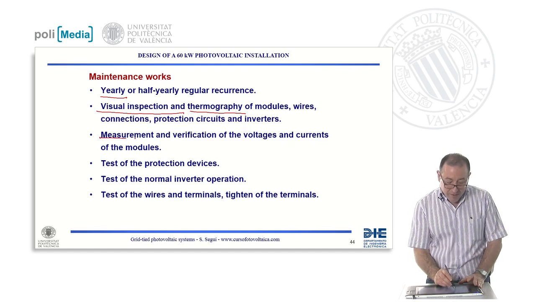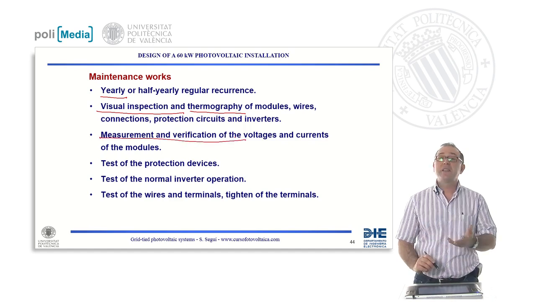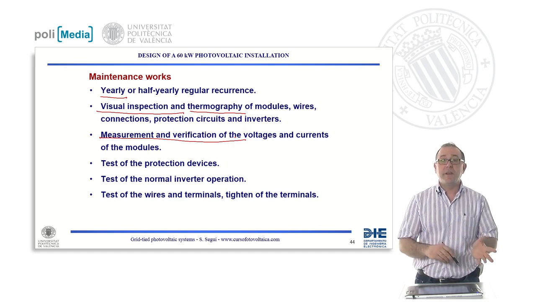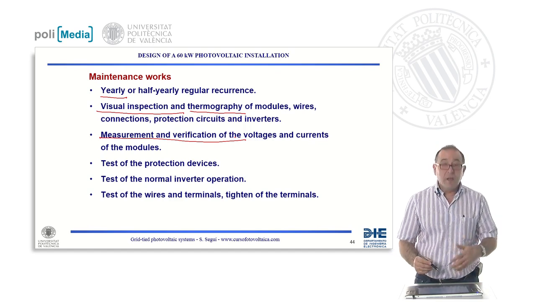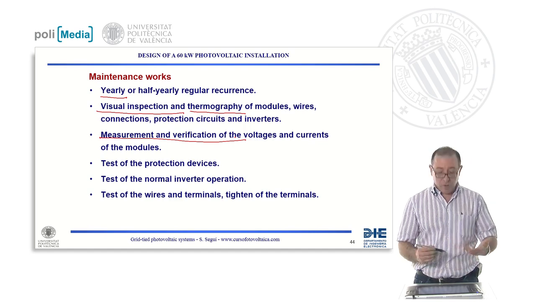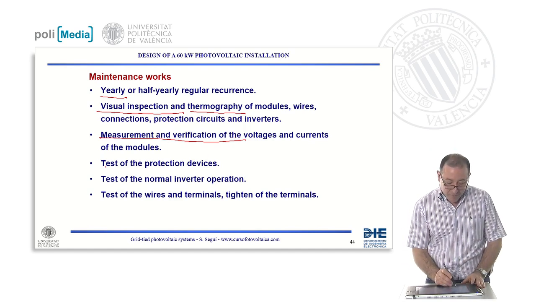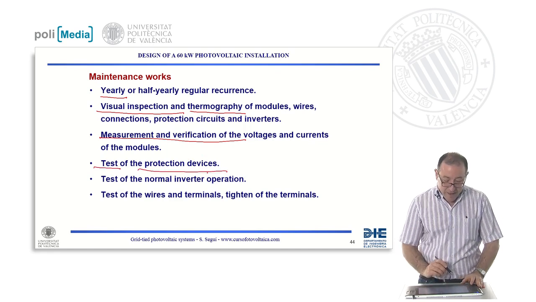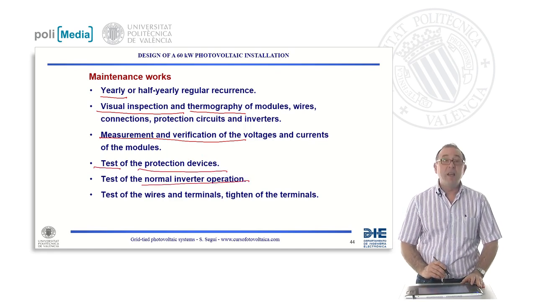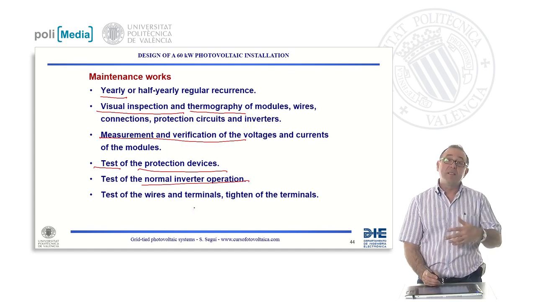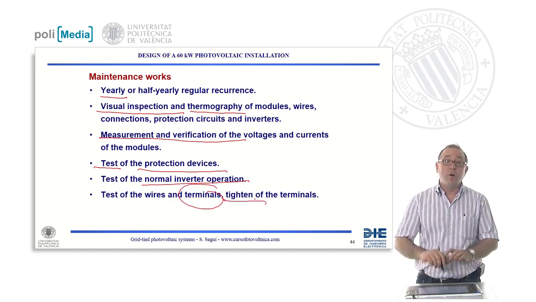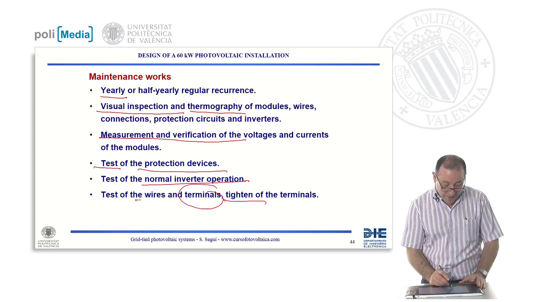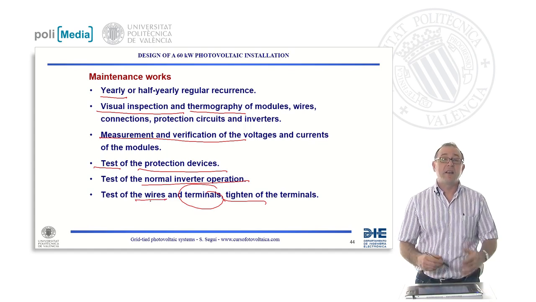We can also measure and verify voltages and currents in the different parts of the sections, AC and DC sides, in the modules, in the strings, after grouping, after connecting in parallel several strings. So we will need multimeters in order to verify voltages and currents. And also we have to verify the protection devices, if the inverter is working correctly, and it's also interesting to revise at least once every year the terminals, if they are correctly mounted and well connected, and also if the wires are in good state.